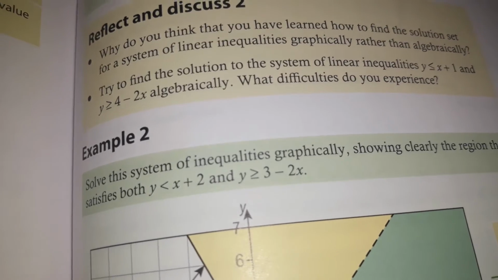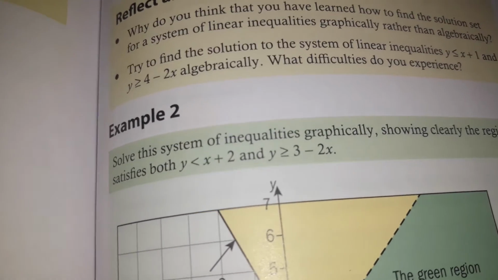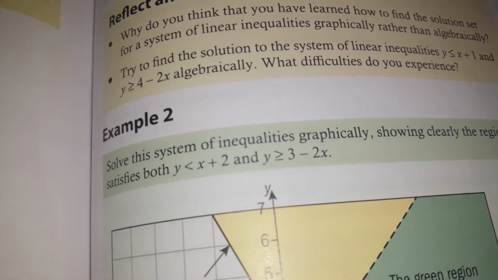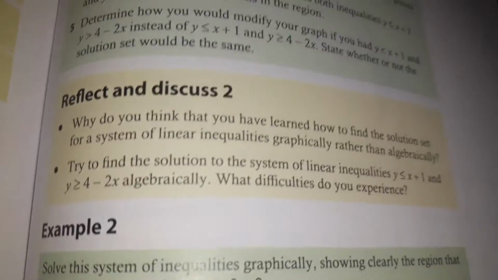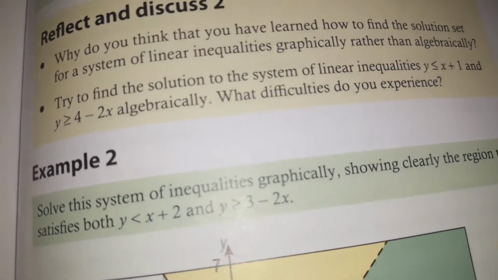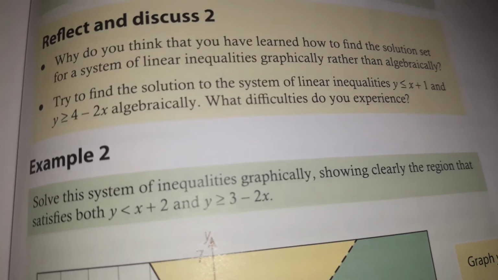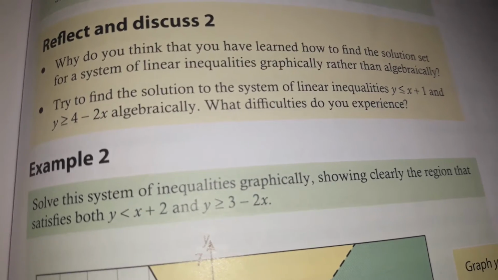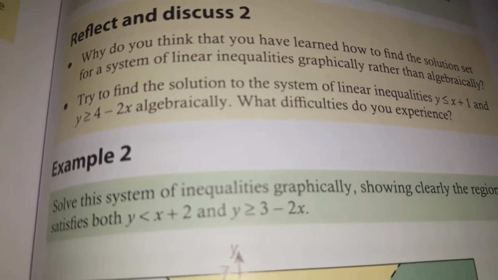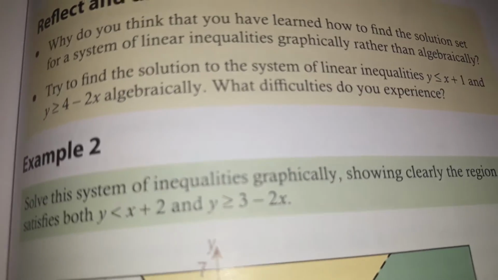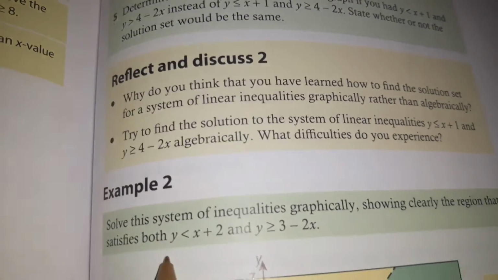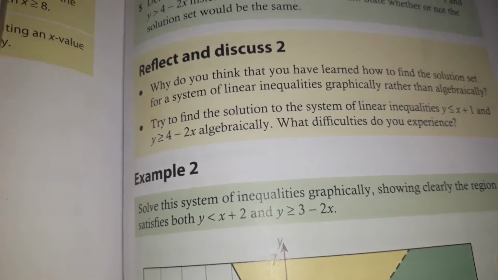In the previous exercise you drew those inequalities separately. Now we are combining two inequalities together and we want to find the intersection region. It says solve these systems of inequalities graphically, showing clearly the region that satisfies both. So wherever it satisfies both, we have to draw the two different graphs, the first one and the second one.